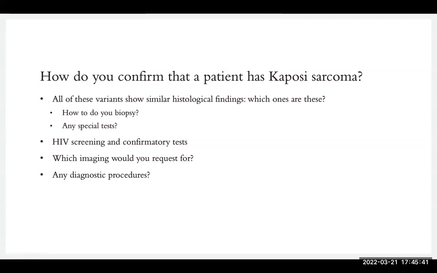So the next is, how do we now confirm? And this is an area that I now want to engage you guys. How do we confirm that a patient has Kaposi sarcoma? Because we've talked about the 4 variants. Do they look different? No, they all look the same histologically. And we've already talked about which ones they are, the 4 of them. So how do you biopsy? What type of biopsy do you do?